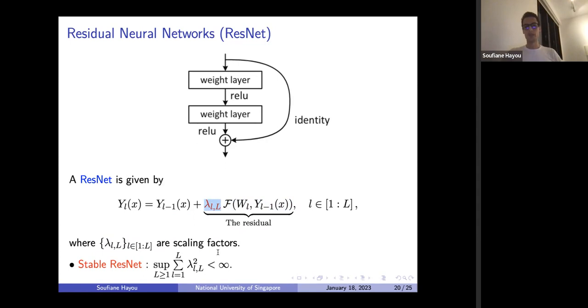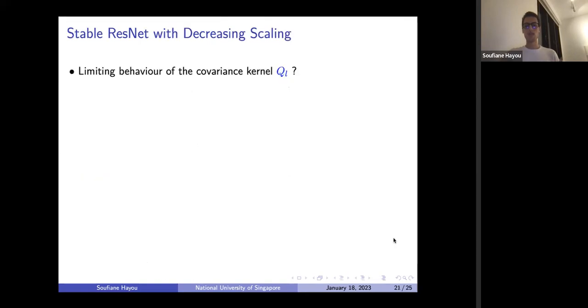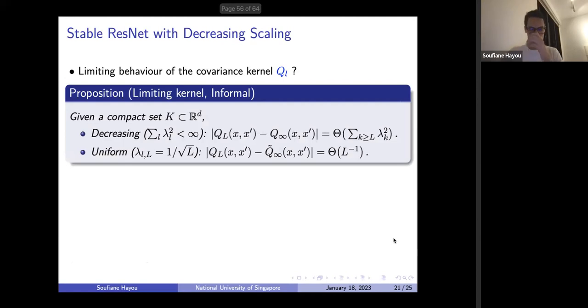Okay. So if these scaling factors satisfy this property, then I call this network a stable ResNet. Why do I use this property? Why do I need this stable ResNet property? So actually, we can show that.